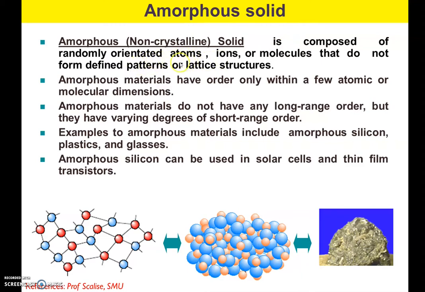atoms. So they do not have any well-defined patterns or structures, and the ordering is probably only about a few atomic sizes. Okay, and there is no presence of any long-range order, and so the way these materials behave, their properties, are very different from your polycrystalline or crystalline materials. Okay, and some examples are silicon and glasses, which are basically amorphous.